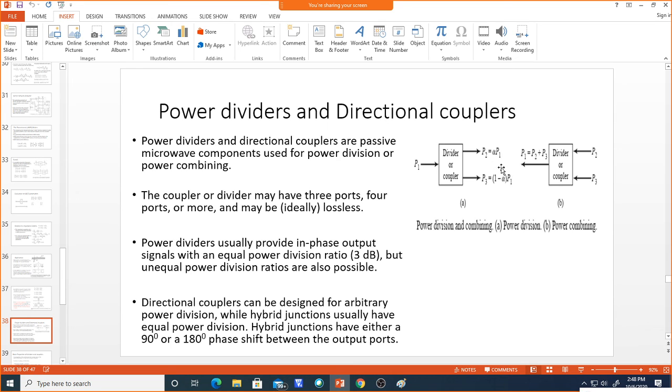For example, the branch line coupler, which we will study further, has a phase difference of 90 degrees, and the rat race coupler has a phase difference of 180 degrees between the output ports. So that is the phase shift that comes in directional couplers. For these directional couplers, we can find many parameters. The very important parameters are isolation, directivity, and the coupling factor, that is, how much power is coupled from one port to another port. That we will see in the next class.